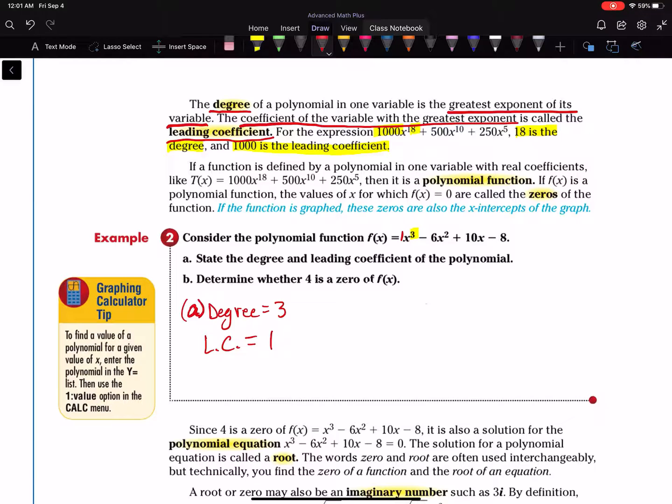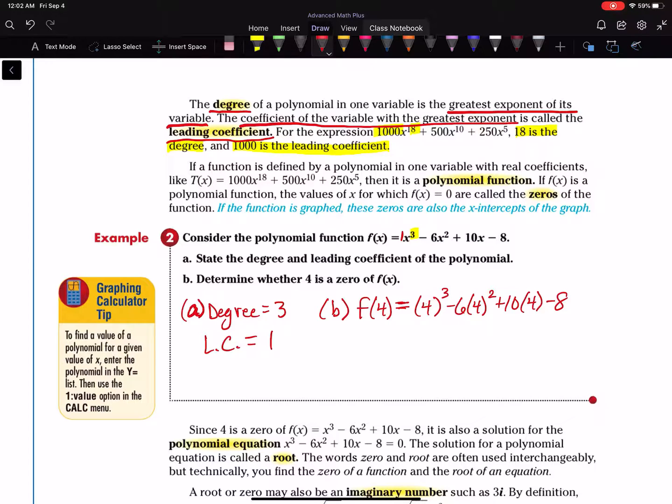Part B on number 2, it says determine whether 4 is a 0 of f of x. Well, to be a 0, that means if I plug 4 in for x, do I get 0? If I get 0, it is a 0. If I don't get 0, it's not a 0. So I'm going to plug in 4: 4 cubed minus 6 times 4 squared plus 10 times 4 minus 8. I highly recommend you put parentheses around anything that you're plugging in. It makes life so much easier.